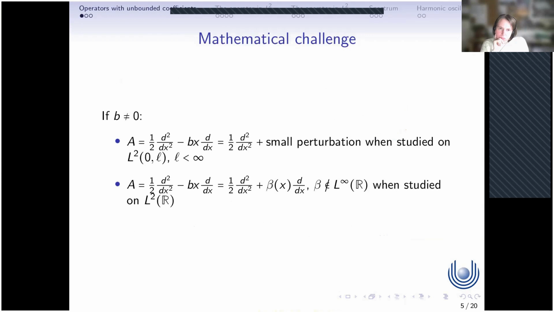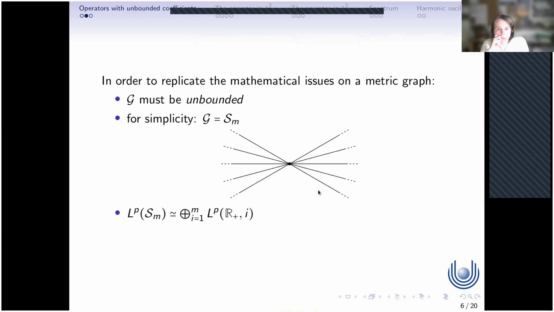So now observe the following. If B is a non-zero constant, then perturbing the second derivative by a term like this can be thought of as a second derivative plus a small perturbation if you are on an edge of finite length, or an interval of finite length. But this is not true anymore if you are on the whole R. So this term becomes, of course, an unbounded perturbation. So new methods are needed. So this is the classical theory on R. We wanted to replicate these problems and these ideas and issues in metric graphs.